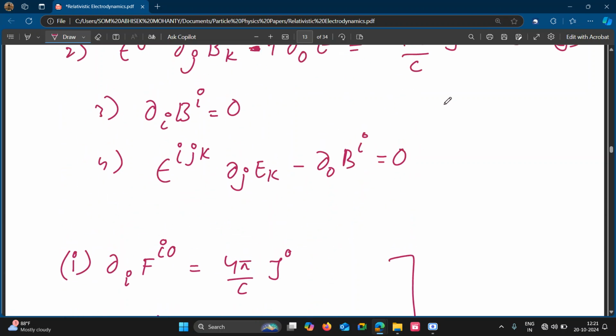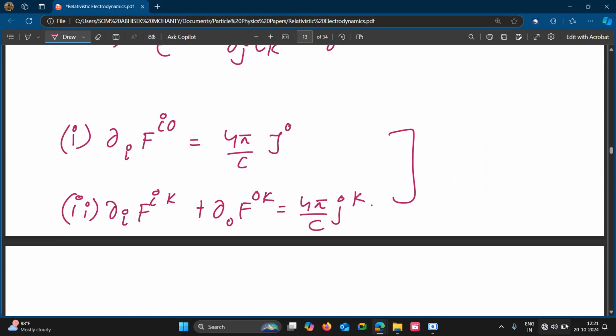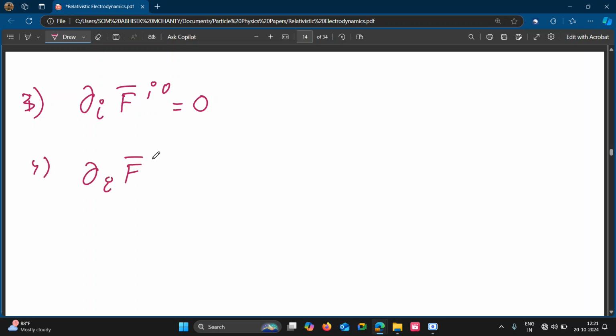The last two equations can be expressed in terms of the antisymmetric electromagnetic field, F bar. So I will write them as del_i F bar^{i0} equals 0, and the last one as del_i F bar^{ik} plus del_0 F bar^{0k} equals 0.